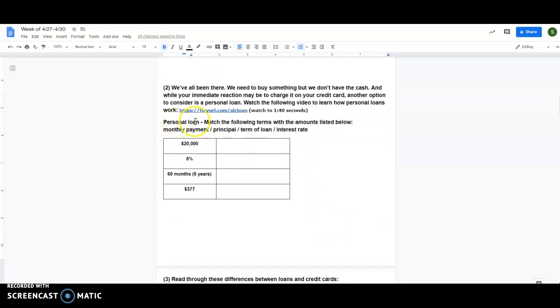Next, you're going to learn some terms. So you're going to watch this video that I've highlighted here, and you're going to use these words right here: monthly payment, principal, term of the loan, and interest rate. These are all words that revolve around loans, and match them up. So the video will help you.